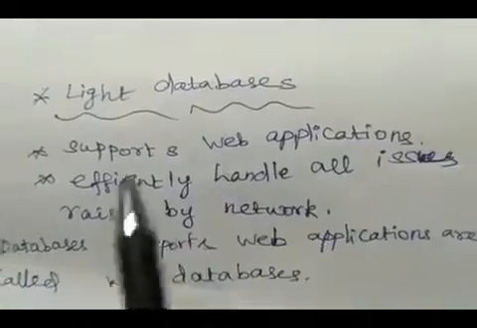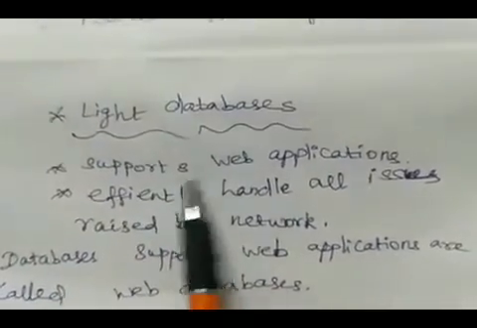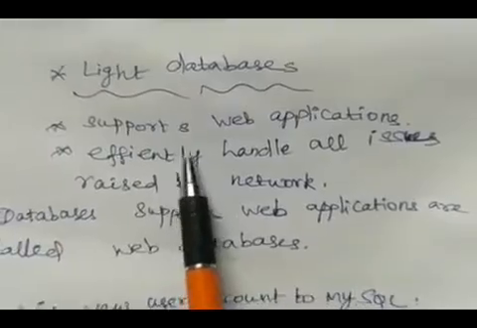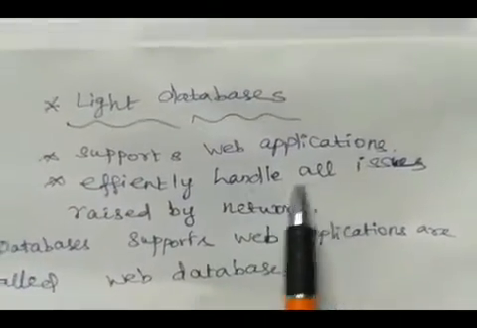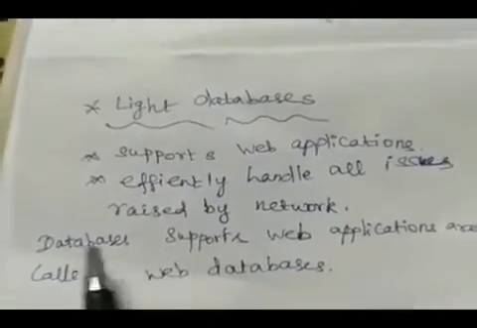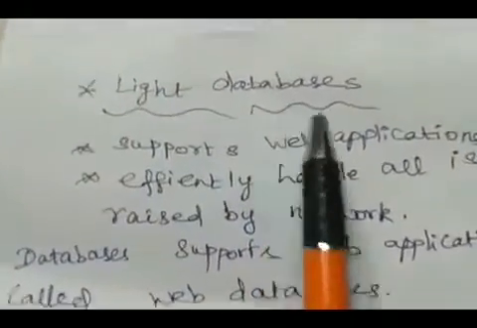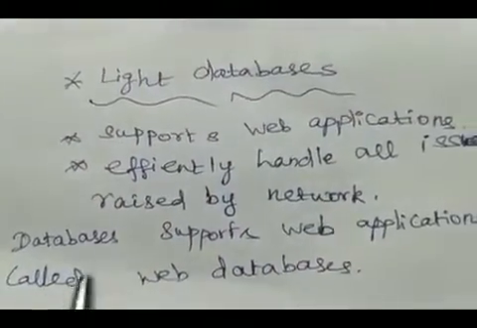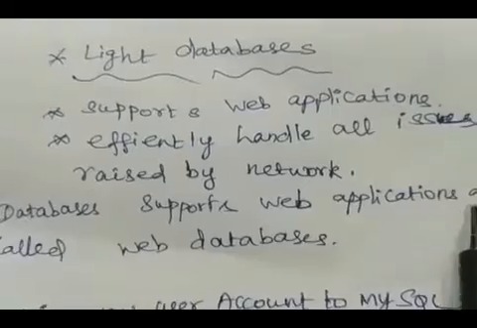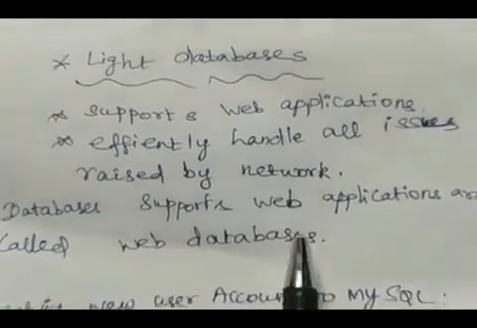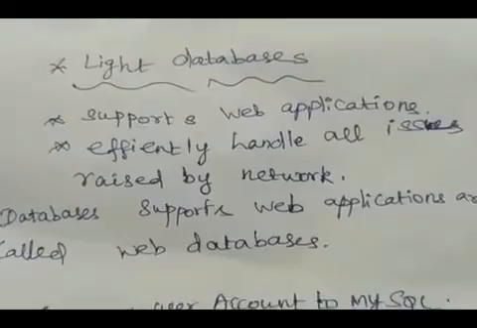The next topic we are seeing is light databases. So what are light databases? They support web applications, so they can easily handle all the problems that occur in networks. Light databases can manage or support web applications, and the databases that support web applications are called web databases. The next topic we are going to see is MySQL.